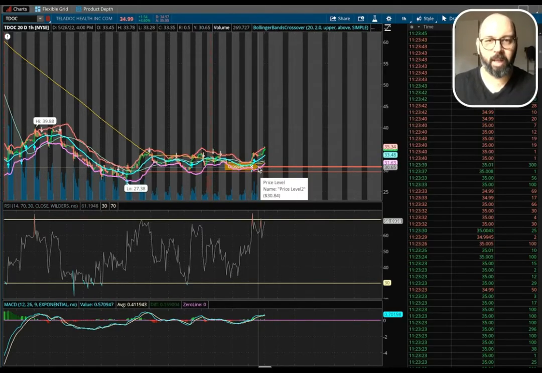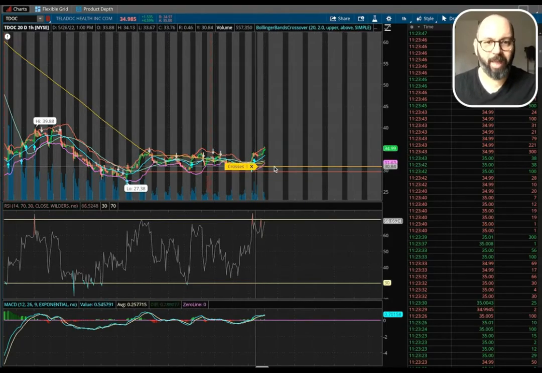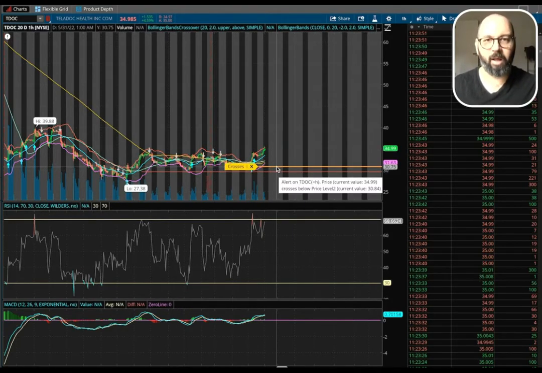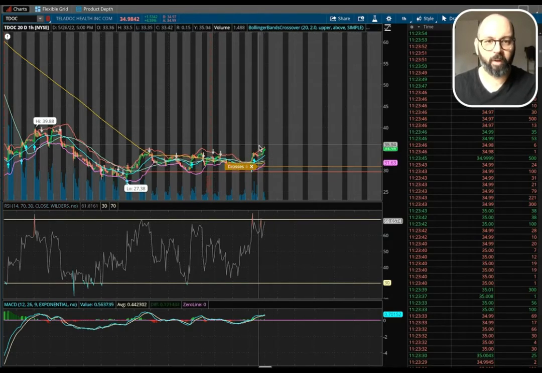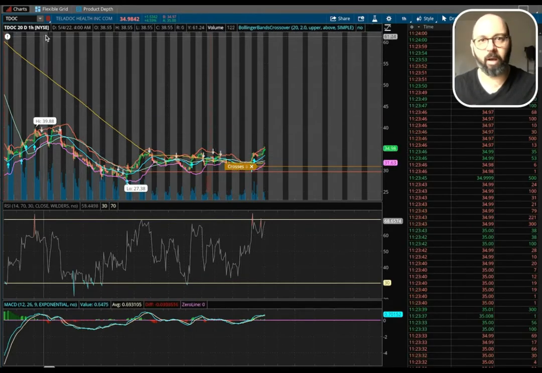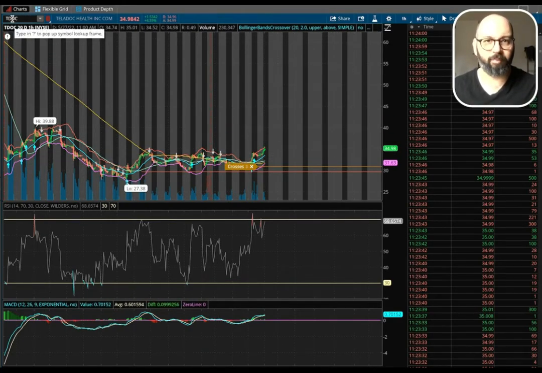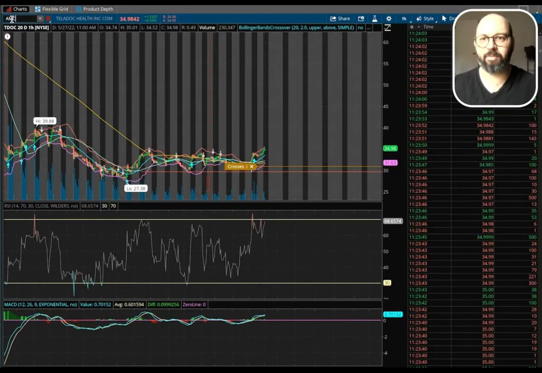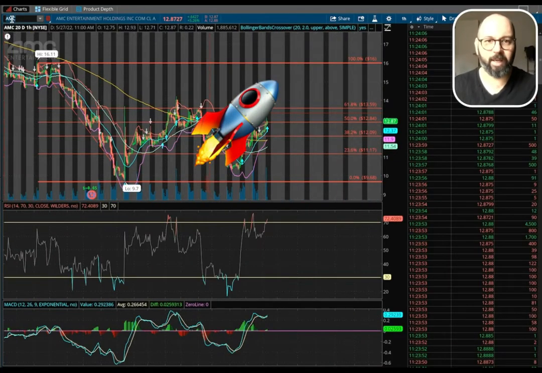But I want to be ready. I want to be able to watch in the moment. I want to be sitting and watching. So now I have my alert at around the $30.90 mark, $31 range. When it crosses below this, I can be doing anything else. I can be on a number of different charts. I can be trading something else. I can be looking at AMC, for example. If I want to look at AMC, I can be at AMC.